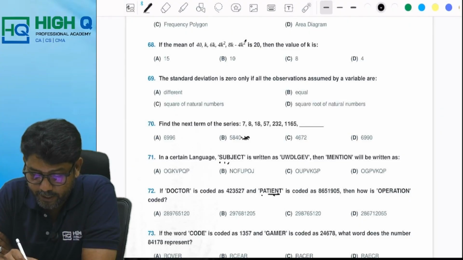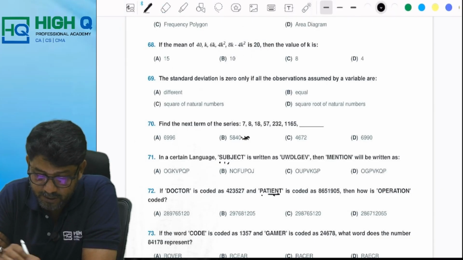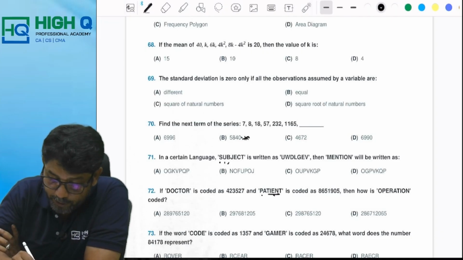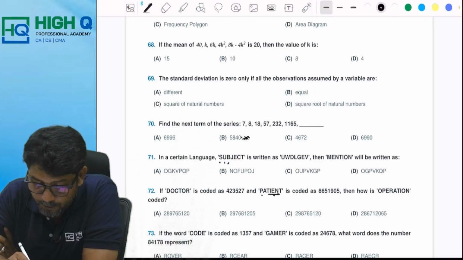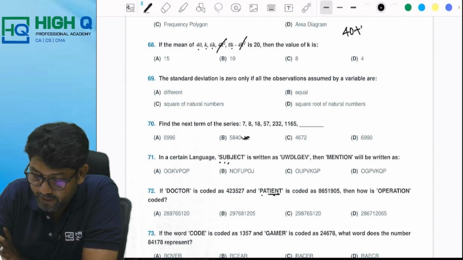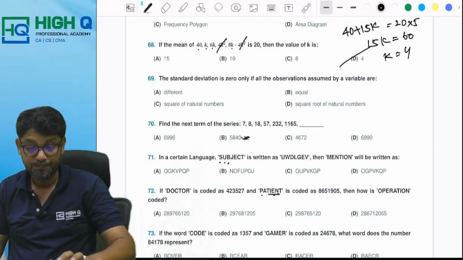Next. If the mean of 40, k, 6k, 4k square, 8k minus 4k square is 20. So the mean of 5 observations is given, then find the value of k. Sum of all observations divided by number of observations. So I'm going to add everything. When I add everything, plus 4k square minus 4k square get cancelled. So 40 plus k plus 6k plus 8k, which is 40 plus 15k, divided by 5 is equal to 20. So 20 into 5 will come, right? So 15k is equal to 60. Sorry, yeah, 40 goes to the right hand side, 60. K is equal to 4.